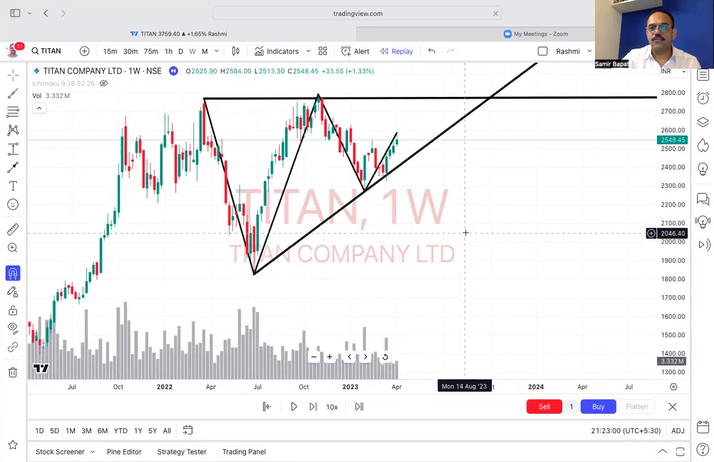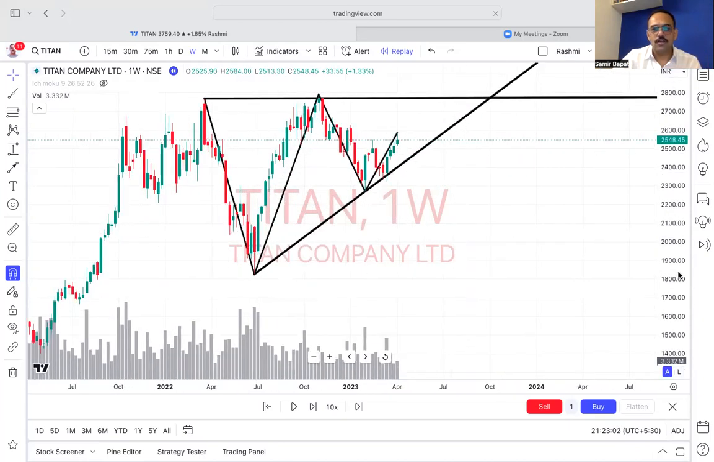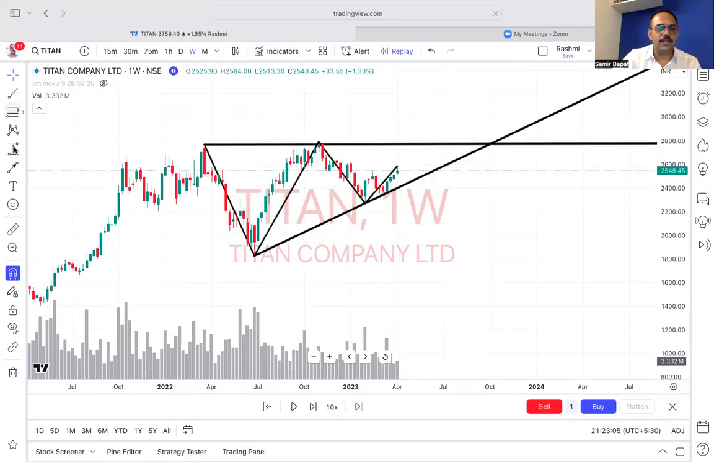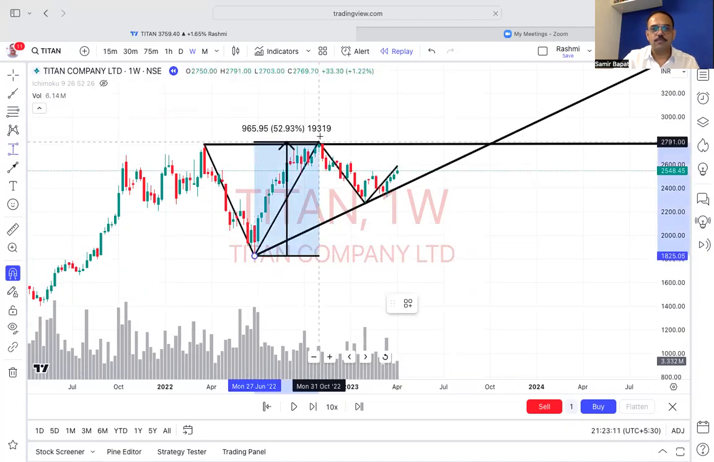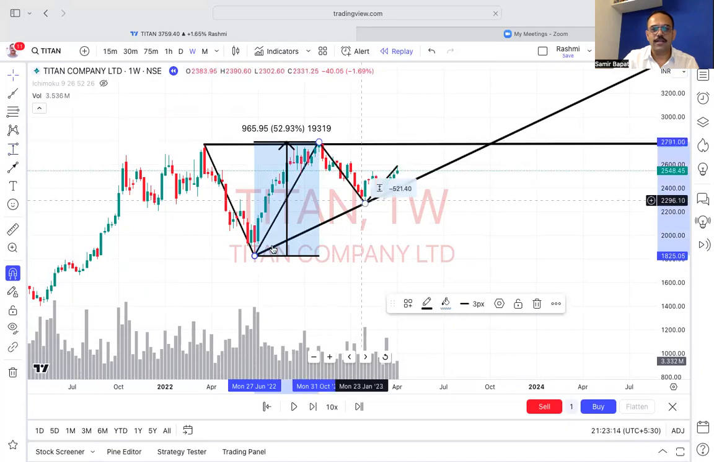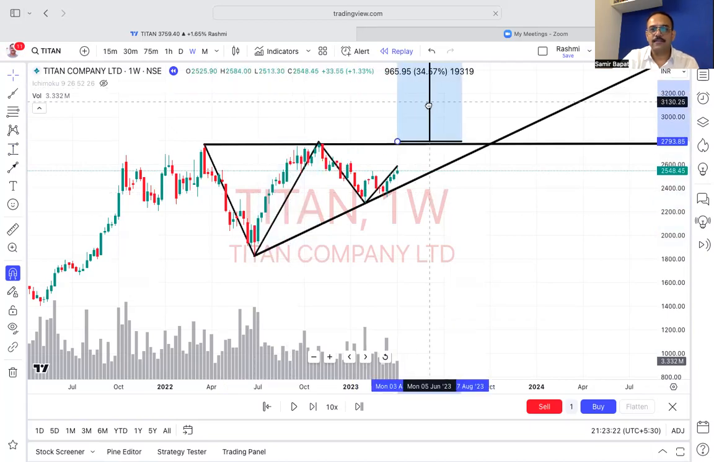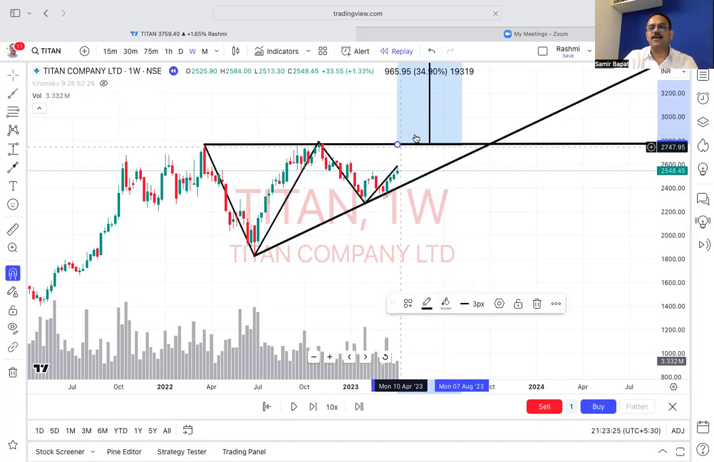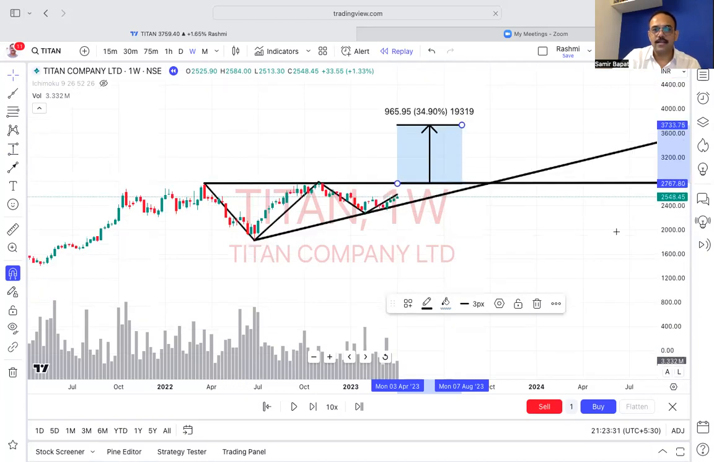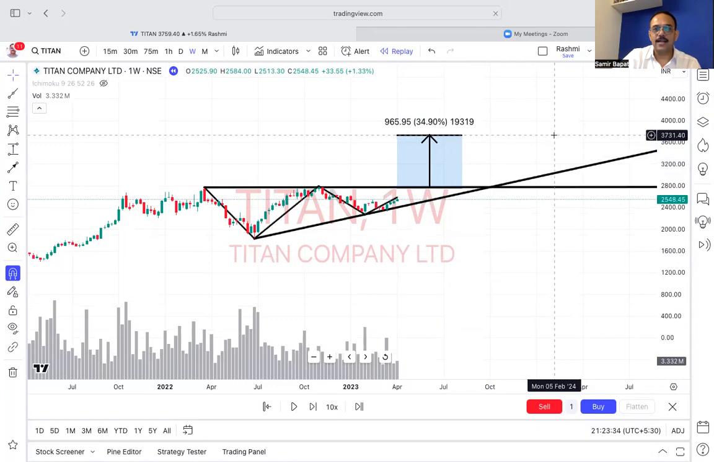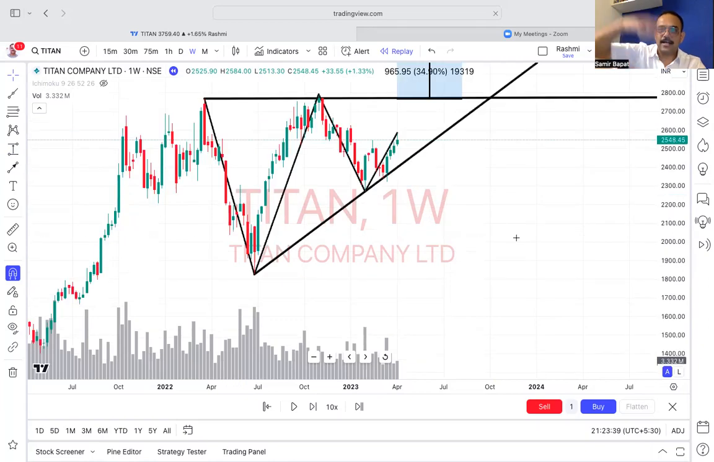Now, as per the triangle theory, how far it will go, that we all know. As per the triangle theory, if we see this triangle, from the lowest point to the highest point within the triangle, we measure and keep it at the line here. Whenever the price crosses this line, it is likely that it will reach till here, which is 3731. That is the target on the higher side.